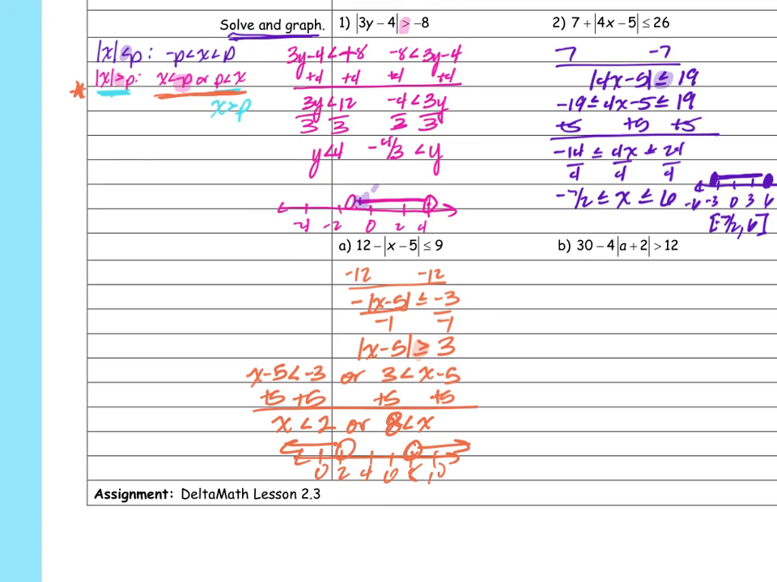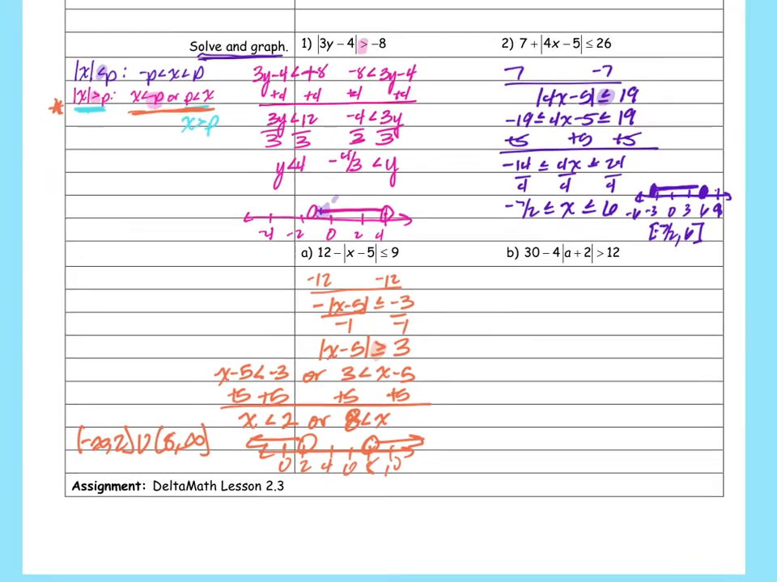There you go. I think in your homework or on the checkpoint, they want it in interval notation. So you would have to write negative infinity to 2 joined with 8 to infinity. Okay?